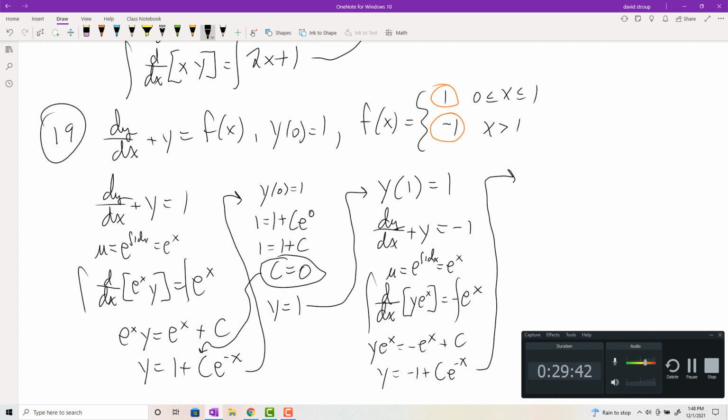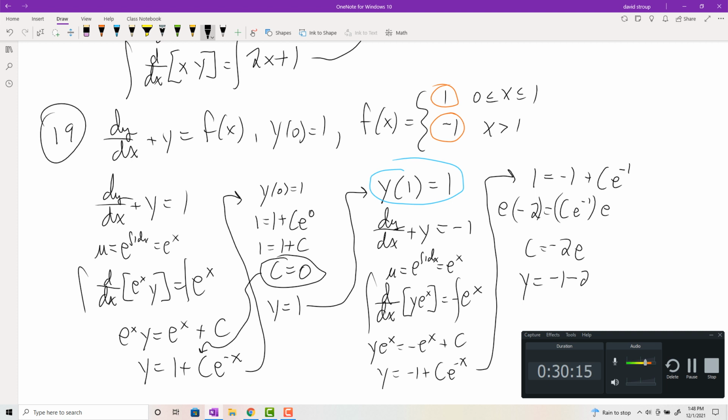Now use the second initial condition that we formed to ensure continuity. That's right here. So y is 1, and then x is 1 as well. So c e to the negative 1. Subtract 1 over, you get negative 2, and then c e to the negative 1. Multiply both sides by e to the positive 1, and you get c is negative 2e. And then plop that in to complete your second part. y is negative 1 minus 2e times e to the negative x.